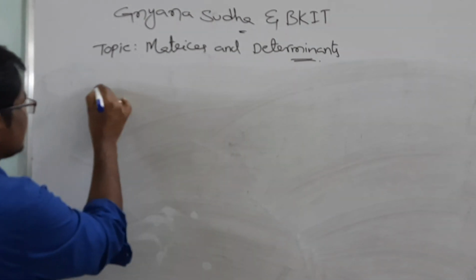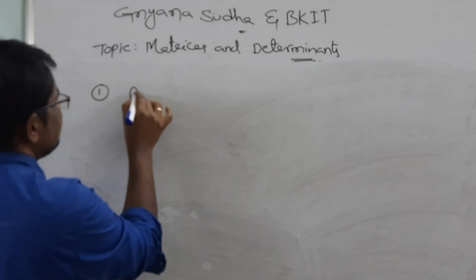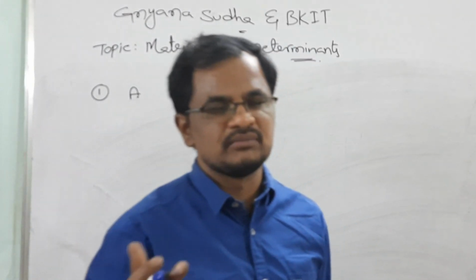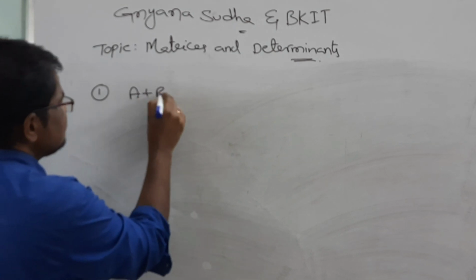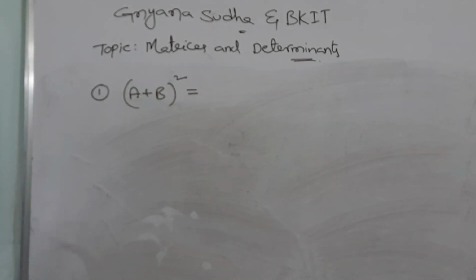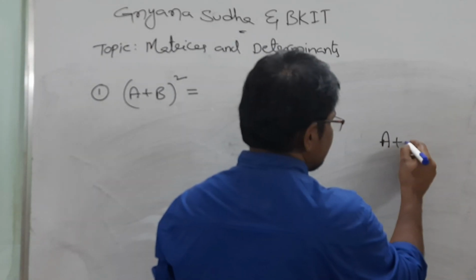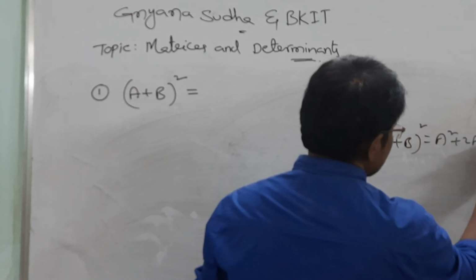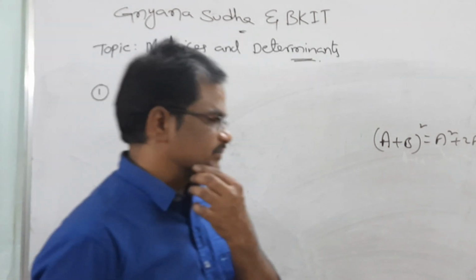Next, coming to some conditions. These are some conditions based on addition and multiplication, what we discussed till now, but important. If you take (A plus B) whole square, what we generally get in algebra is A square plus 2AB plus B square. We can expect this type of problem in the entrance exam.